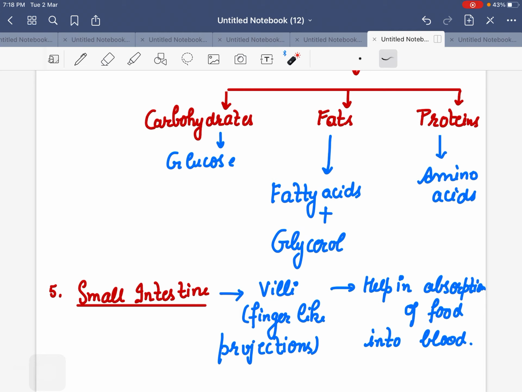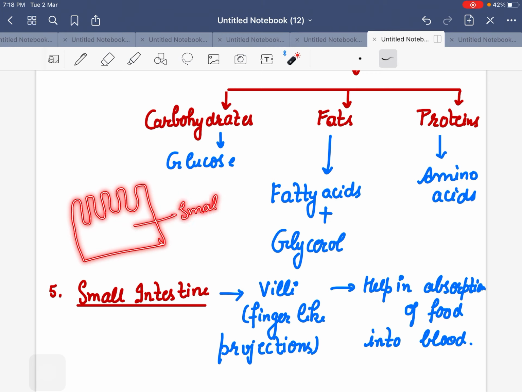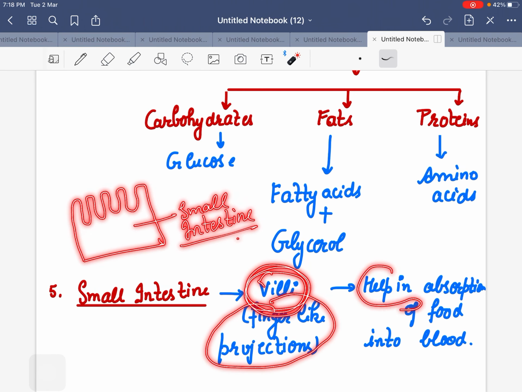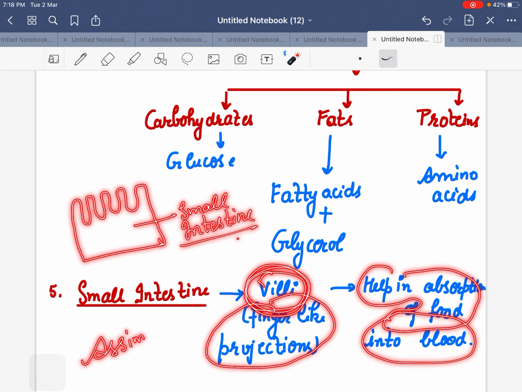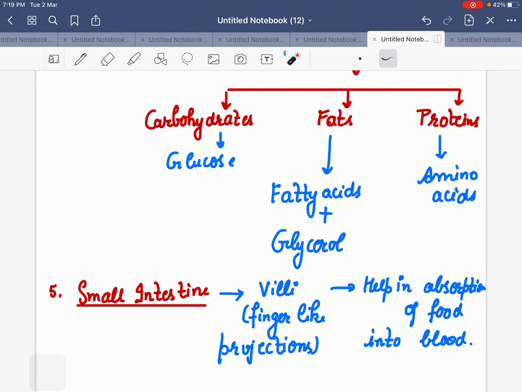We say that maximum absorption or digestion of food takes place in the small intestine. If a question ever comes, and this question does come, where does maximum absorption of food take place? That is your small intestine. Why maximum absorption? Because they have villi. Villi are finger-like projections. They help in absorption of food into blood so that our blood can transport it to different places, which is your assimilation basically.